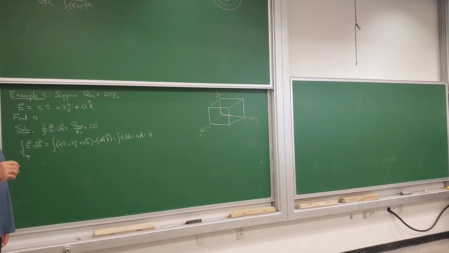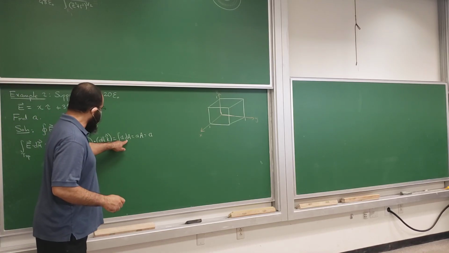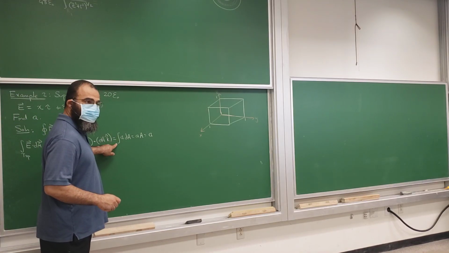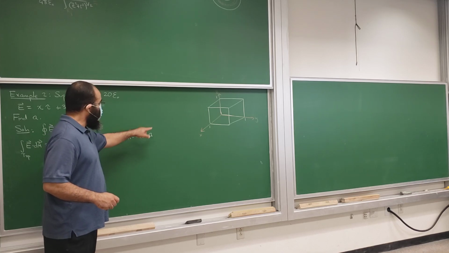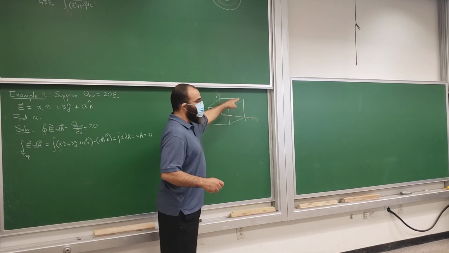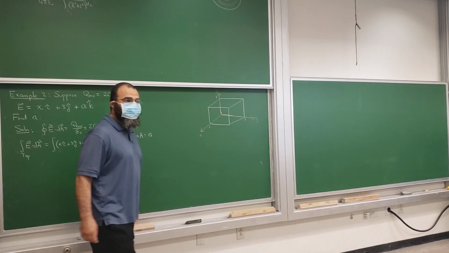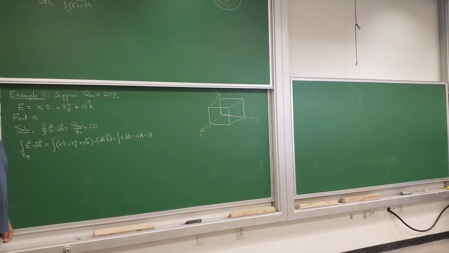How did the big A go away? The integral of dA. This little a is a constant, right? So the integral of dA is just A, and A is the area, so it's 1 by 1, which is just 1 square meter. So capital A is just 1.